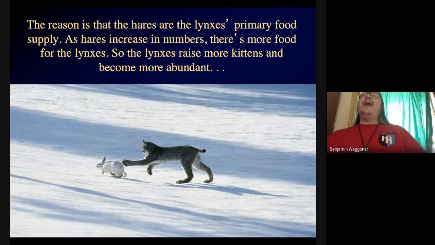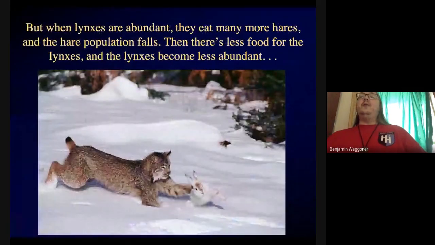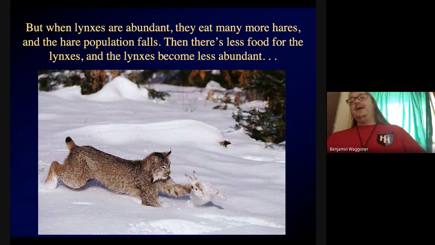So when the hare population is growing, the lynxes get more food, they raise more kittens, and the lynxes become more abundant. But when the lynxes are abundant, they eat many more hares, and they eat so many hares that the hare population starts to fall. Okay, so lots of lynxes mean the hare population drops.